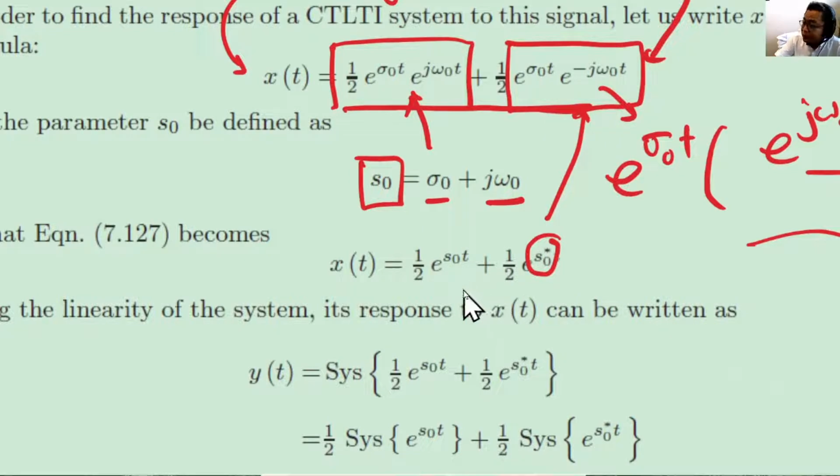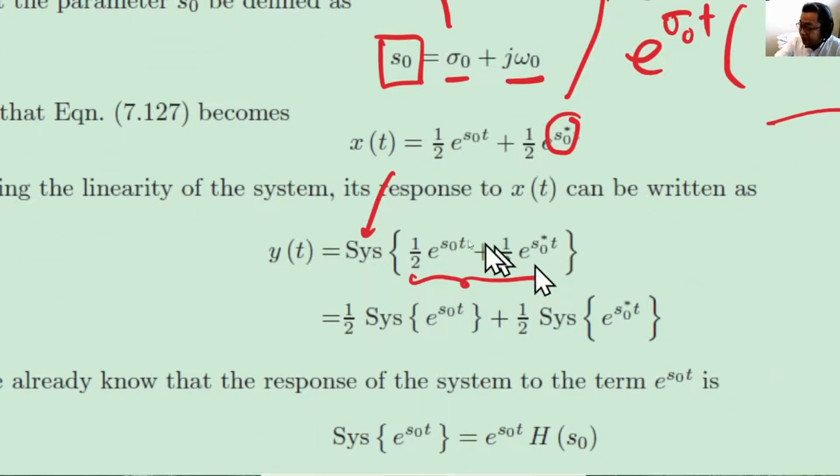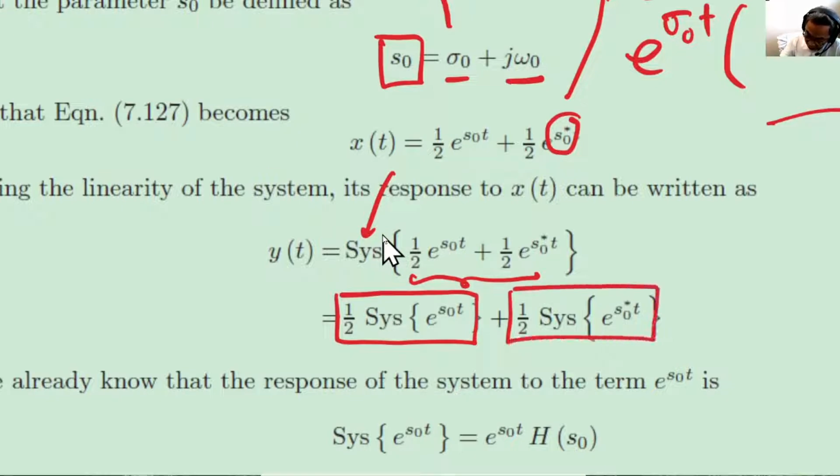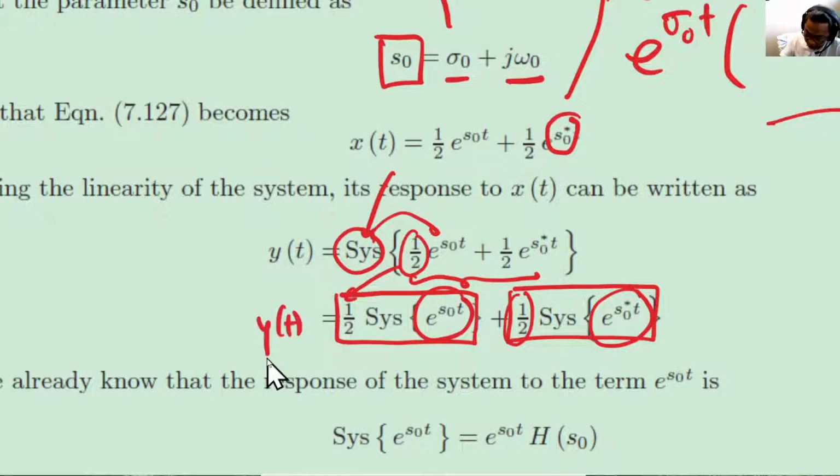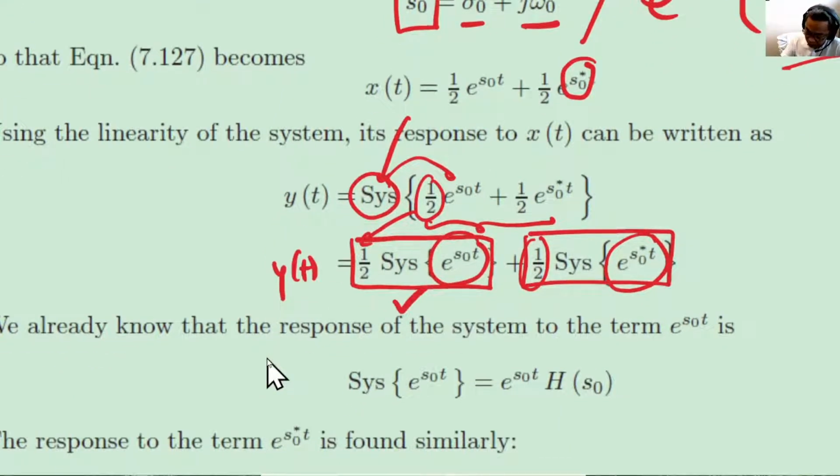Now because the system is linear, we can apply the system onto these two signals separately, and we can break this response up this way. Again, using the principle of linearity, we can bring the constant half out, applying the system onto each individual signal, and therefore this is the final output y of t. We have already done this one. What about the complex exponential part?